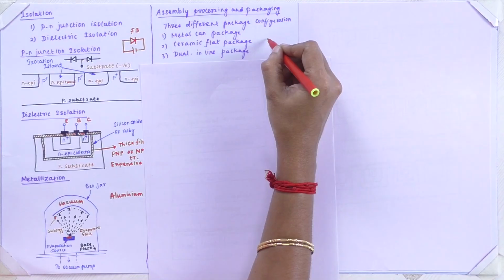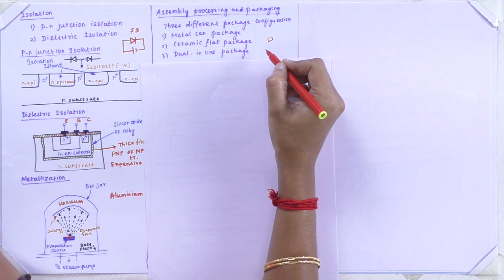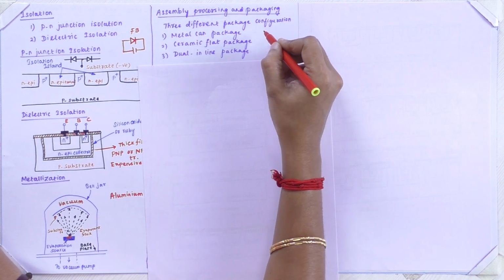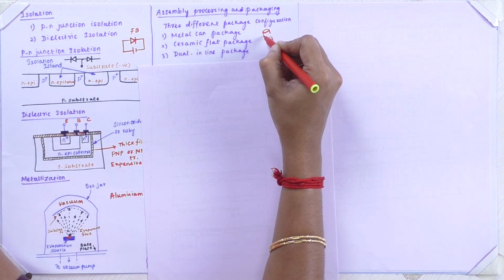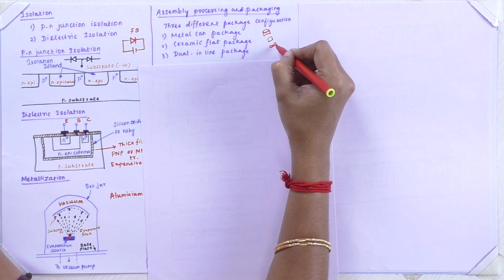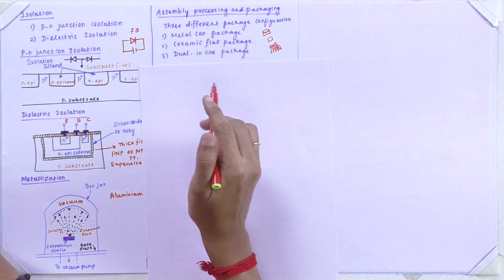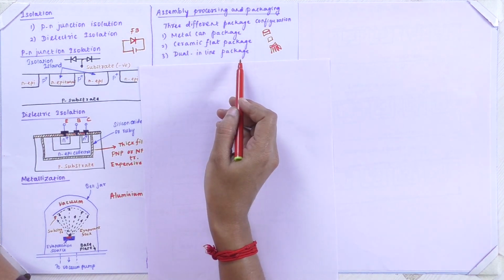So here in the metal can packages, the chip size will be small. It will be very small in size in the case of the metal can. So we have the leads. See, the metal can package, ceramic flat package and dual inline package.